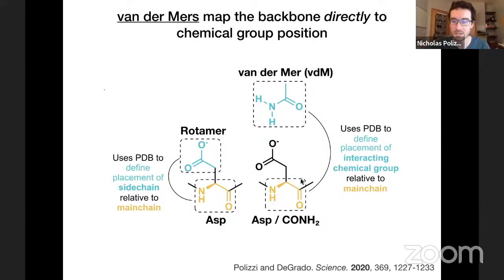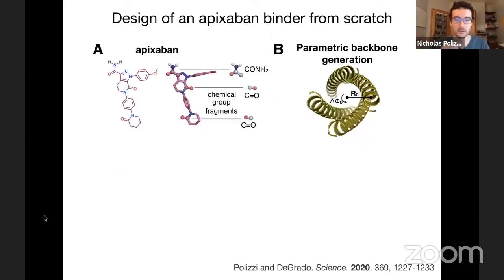But it's the same idea: if I have backbone coordinates of a protein, I want to know where's the most probable place to put a chemical group of interest in my ligand. And that's what I developed Vandemers for. I have these for all different kinds of chemical groups. The idea is to use these to figure out where these fragments go relative to a backbone, and then piece them all back together to form a binding site for a ligand. And that's what I do for apixaban.